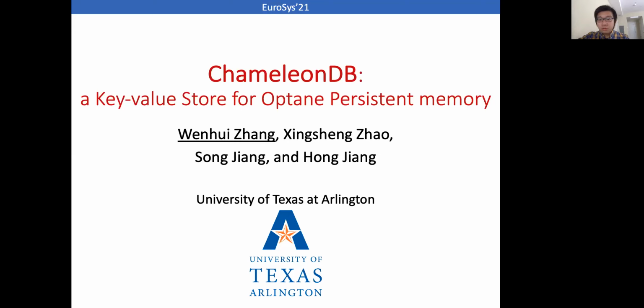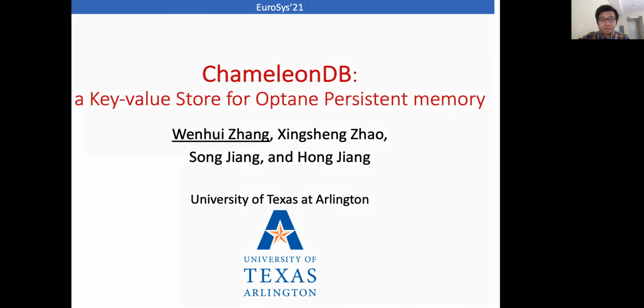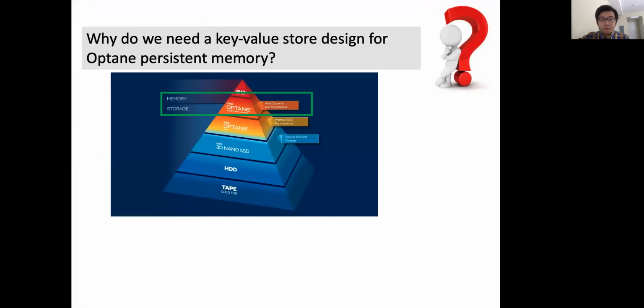I'm glad to present ChameleonDB, which is a key value store designed for Optane persistent memory. So here comes the first question. Why should we have a key value store designed specifically for Optane persistent memory? We already have so many key value store designs after all.